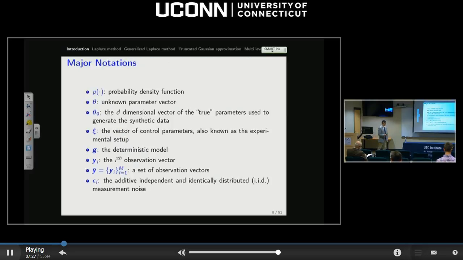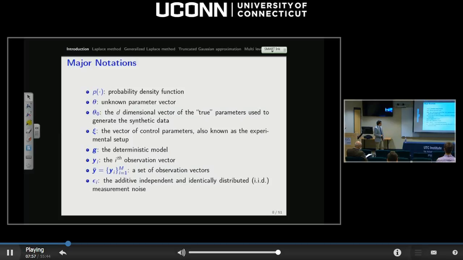Since it's in a Bayesian setting, everything has a distribution. P is a probability density function, and theta is the unknown parameter we want to do inference on. Theta 0 is the true parameter, which we use to generate the synthetic data. Psi is the vector of controls, G is the deterministic model, and Y is the measurement, the data.